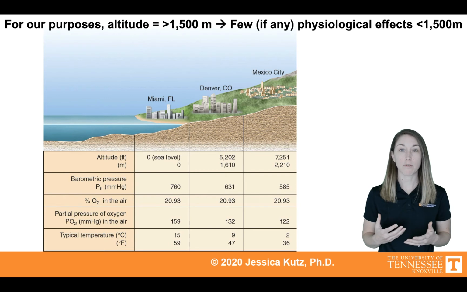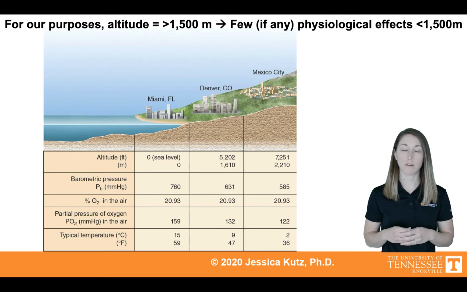Now, because that barometric pressure has continued to go down, the partial pressure of oxygen has dropped to about 122 millimeters of mercury. Also notice that the average temperature in Mexico City throughout the year has dropped to about 36 degrees Fahrenheit.